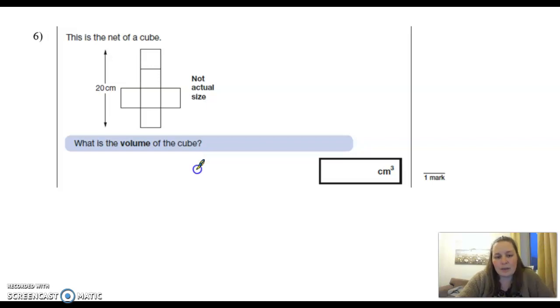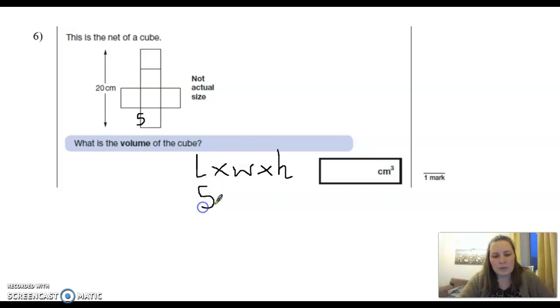So for the volume of the cube, remember volume is length times width times height. But in a cube, they're all going to be the same number because every side is the same. So all I need to know is what is one side of one of these faces. So I need to look at the information that I've got. This is 20 centimetres. Now, how many squares is that covering? 1, 2, 3, 4. So how will I find the length of one square? I'm going to do 20 divided by 4. And that will tell me that each length is 5.